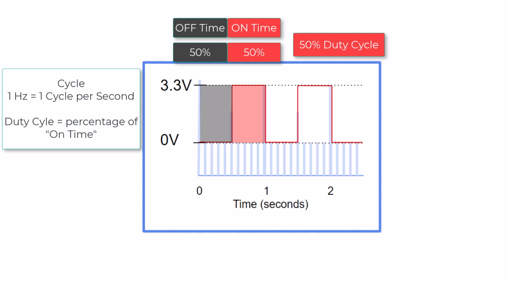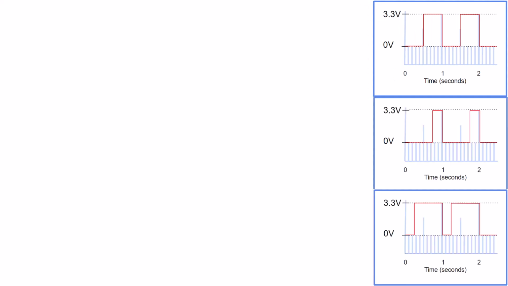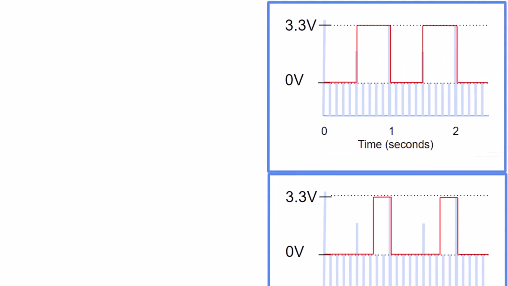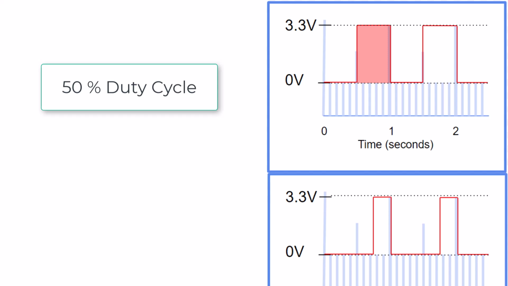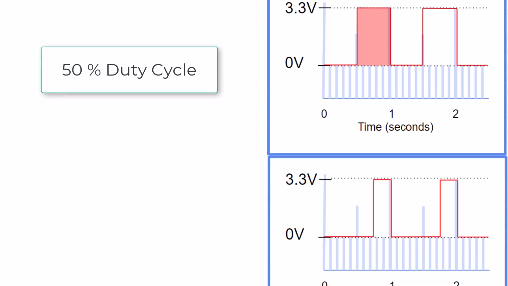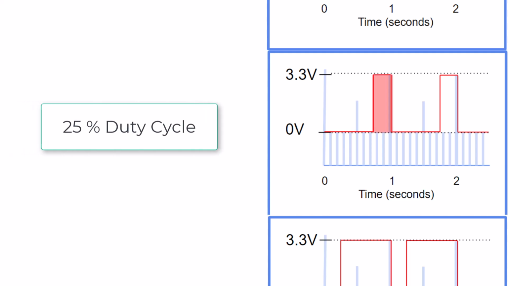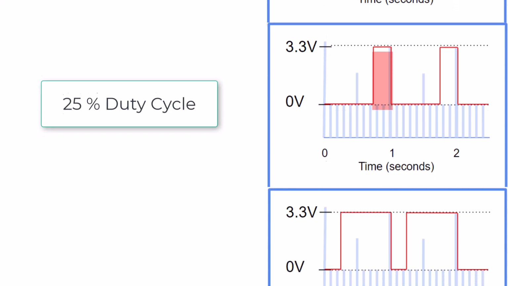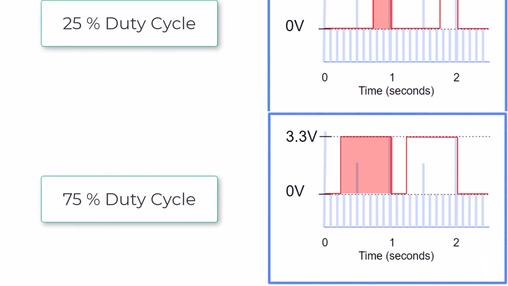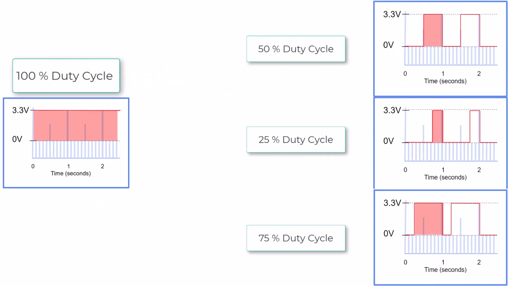To ensure we fully understand duty cycle, let's look at two more examples. In the first we have 50% duty cycle, meaning the signal is on for half the cycle. The second example shows a 25% duty cycle, meaning that the signal is on for only a quarter of the cycle. Finally, we have 75% duty cycle, meaning the signal is on for 3/4 of the cycle. If the signal remains on for the entire cycle, that's called a 100% duty cycle.